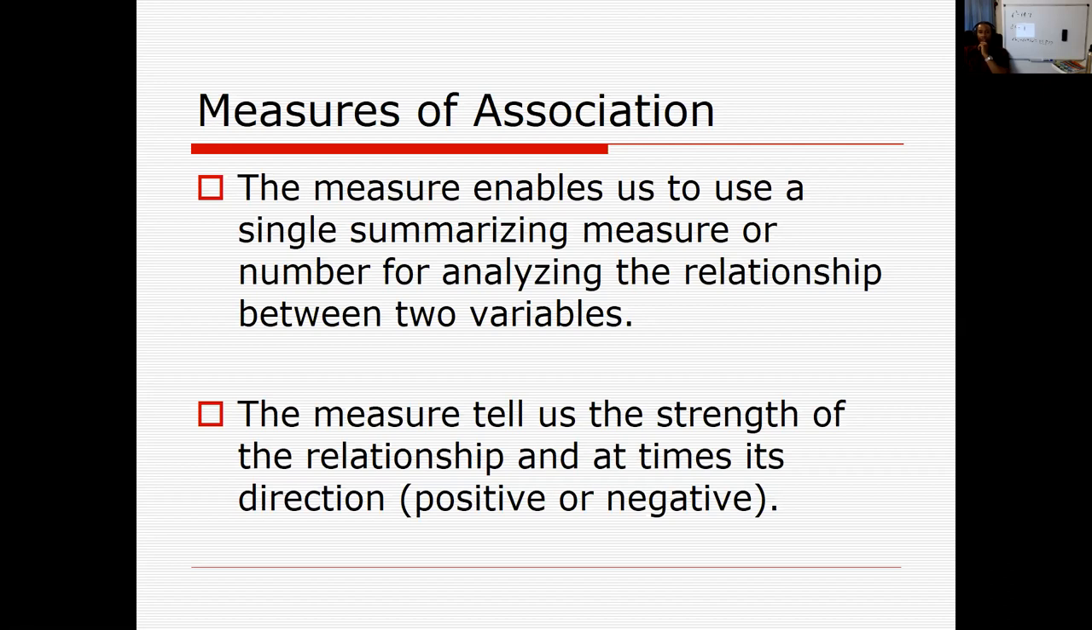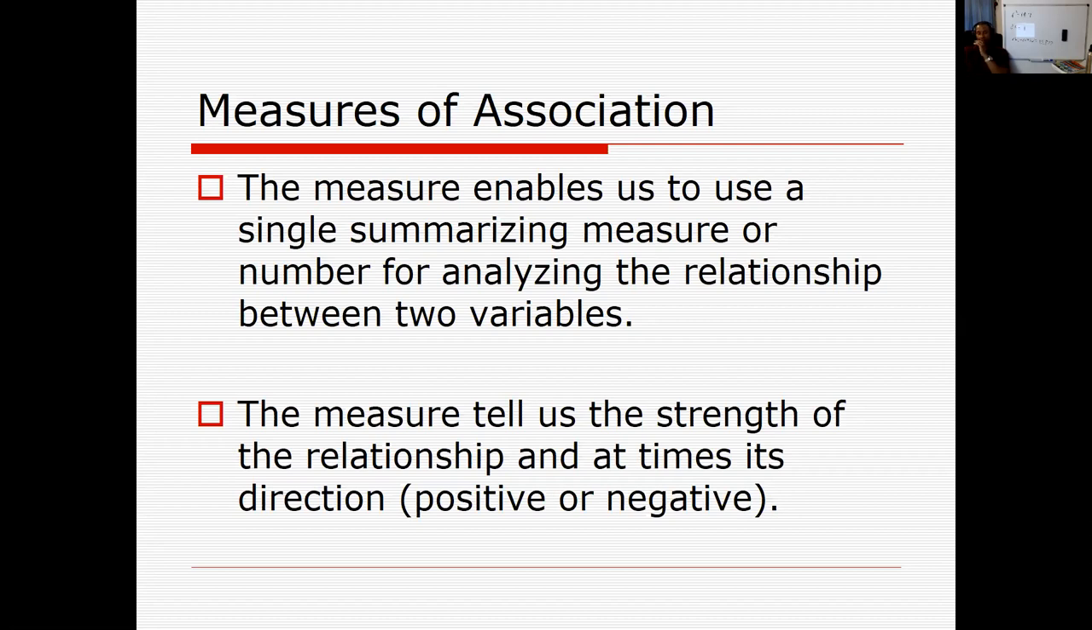So what is a measure of association? The measure enables us to use a single summarizing measure or number for analyzing the relationship between the two variables. Textbook jargon, what does that mean? The measure of association tells you the strength of the relationship. Chi-square tells you that a relationship exists, while the measure of association tells you how strong that relationship is. How good a predictor is the independent variable for the dependent variable.